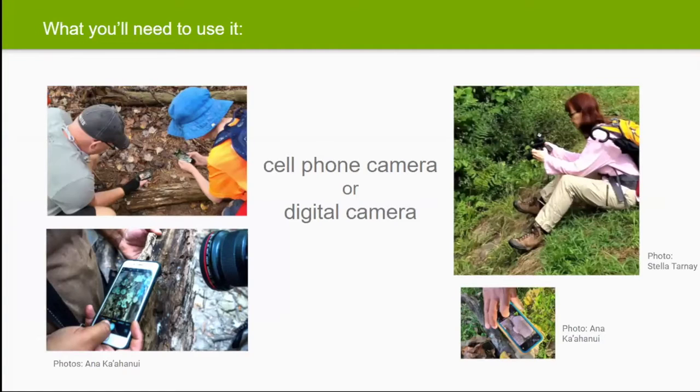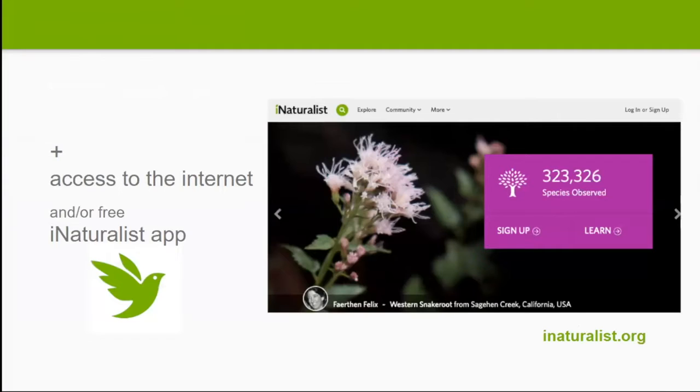So what do you need to use iNaturalist? Well, you'll need either a digital camera or a camera on your cell phone. And then you also need access to the internet. And if you have the free iNaturalist app on your smartphone, it makes observations really, really easy to make.